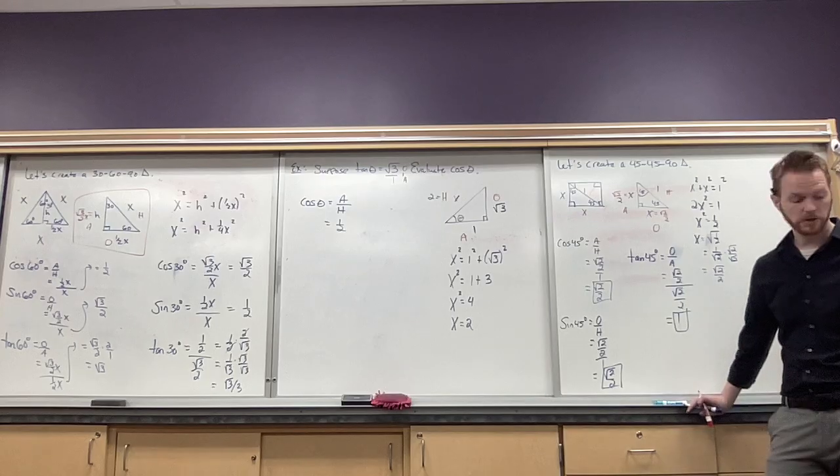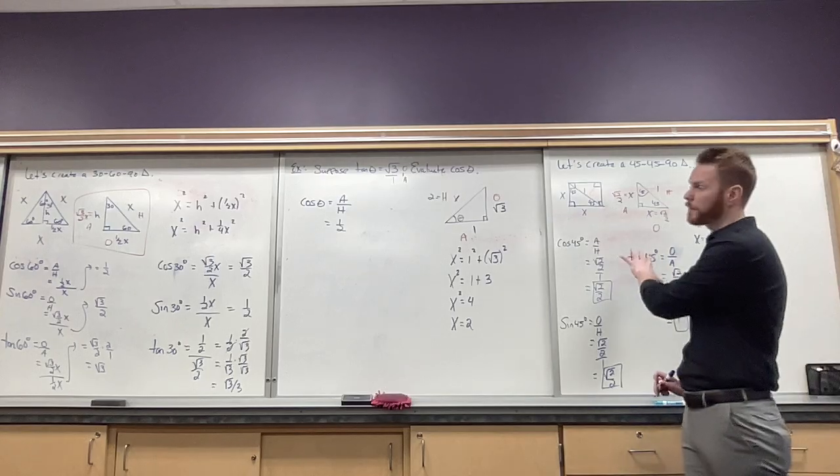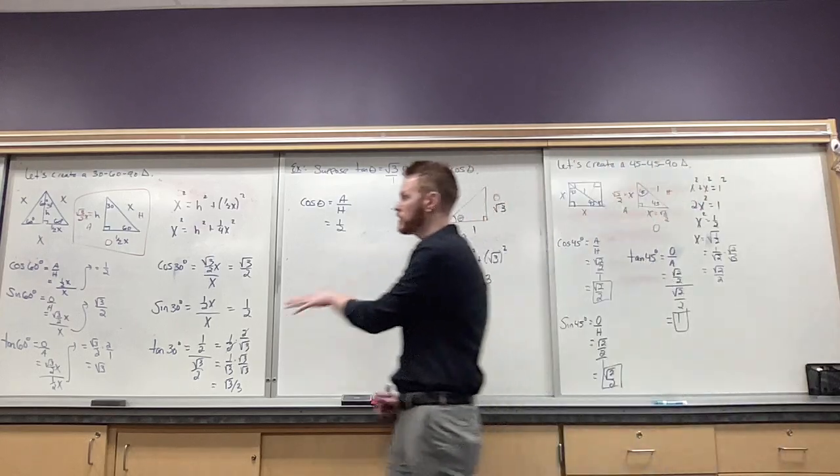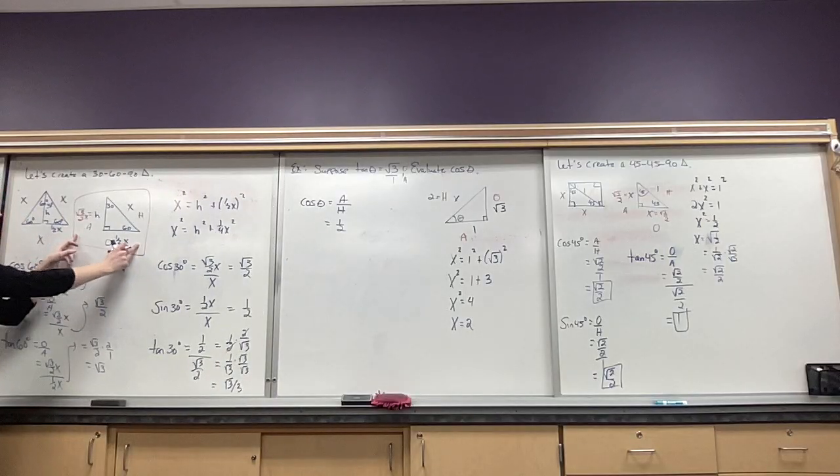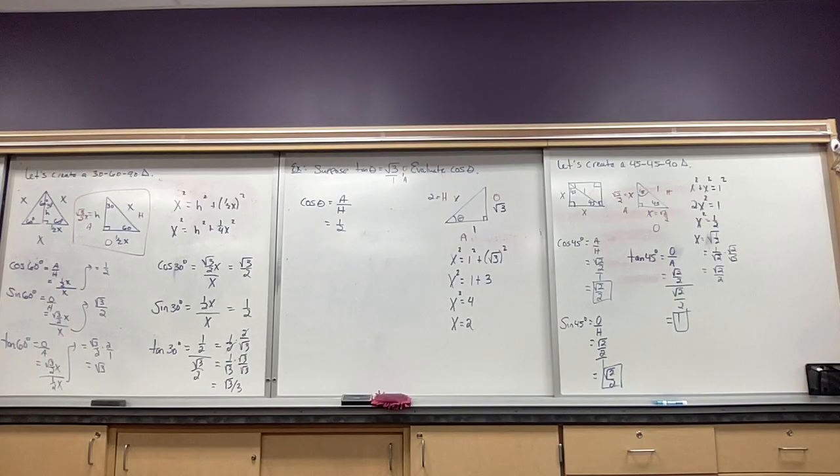And those will never change. So no matter what 45-45-90 is drawn, no matter what 30-60-90, whatever these side lengths become, they're always going to match up to this. Always. All right, so that's special angles.